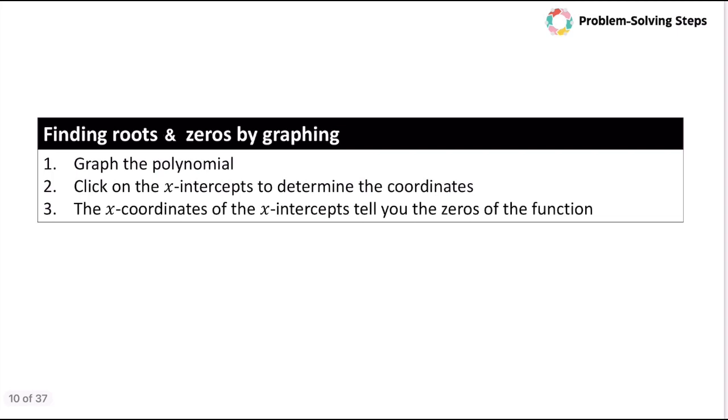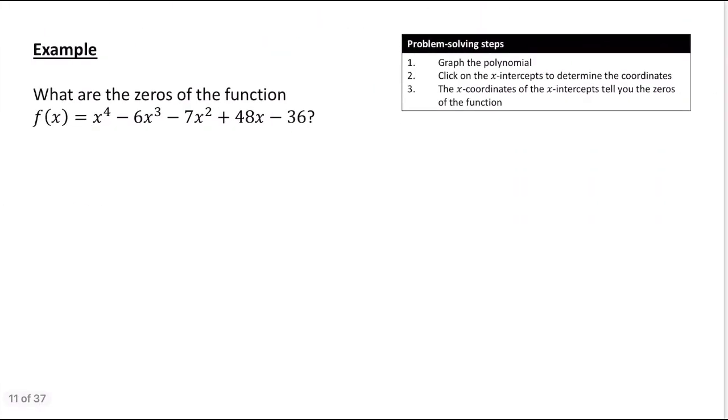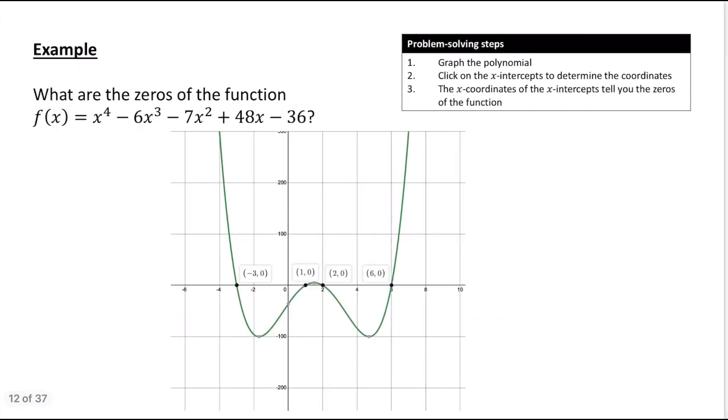Now how do we find roots and zeros by graphing? We're going to graph the polynomial, and if you do this in Desmos, you can just click on the x-intercept to determine the coordinates. The x-coordinates of the x-intercepts will tell you the zeros of the function. For example, suppose we're trying to find the zeros of the function x to the 4th minus 6x cubed minus 7x squared plus 48x minus 36. What you'll do is go to Desmos, and here I have a screenshot of what I found in Desmos, and if I just click on these x-intercepts, it's going to tell me the coordinates.